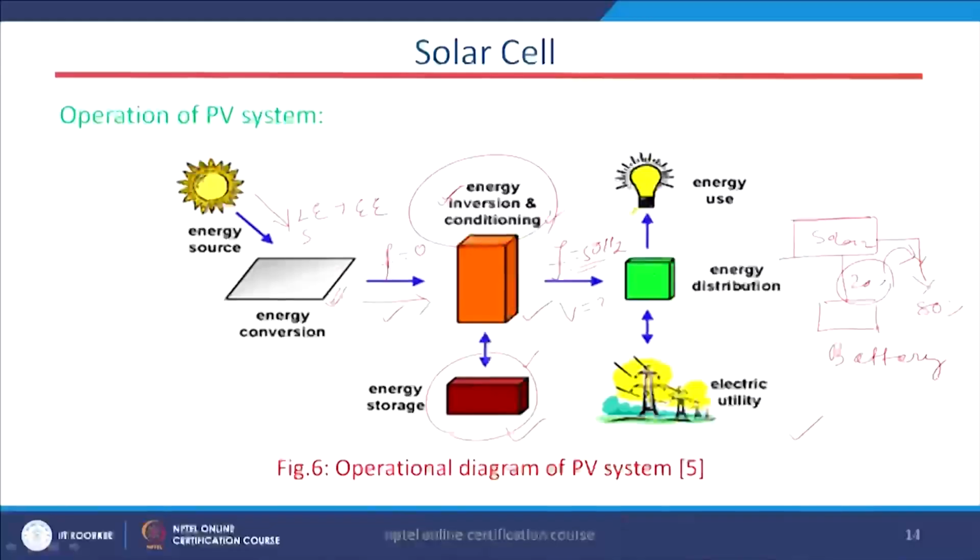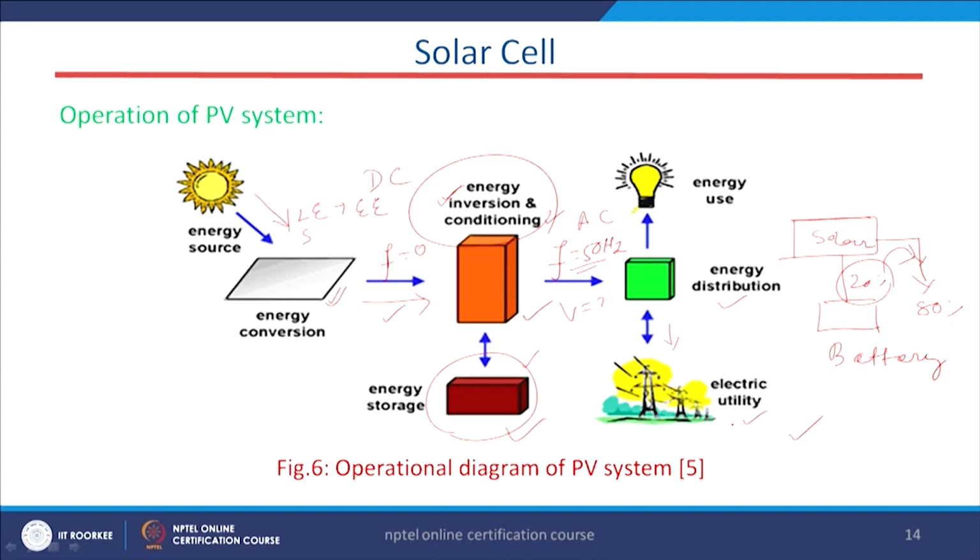Now, as I just explained, this side is AC and this side is DC. This AC energy is ready to be distributed to different loads, and if you have surplus energy, we can also supply it to the electric utility. That is what we do in case of a solar energy system.